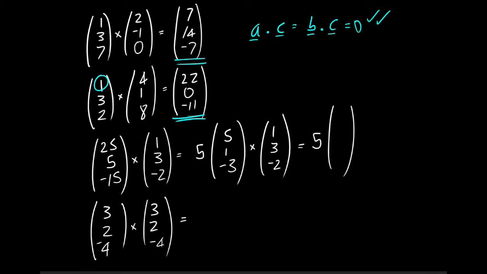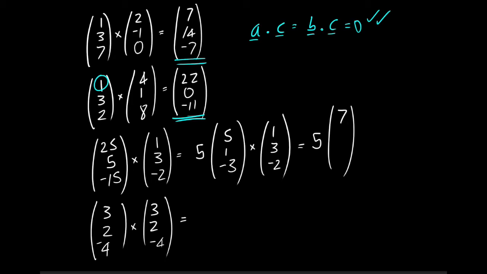So the first element of our cross product, we ignore the first elements of the two source vectors. We do the falling diagonal, that gives us a minus 2. We subtract the rising diagonal, that's a minus 9. So that's minus 2 plus 9, that's going to give us a 7.